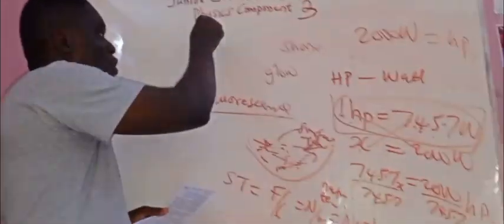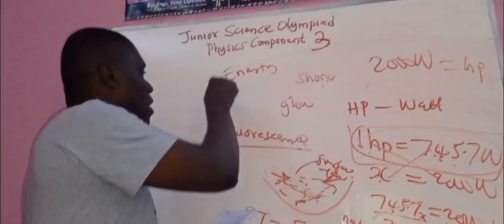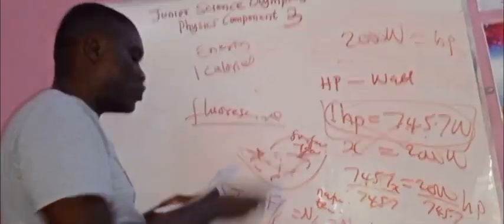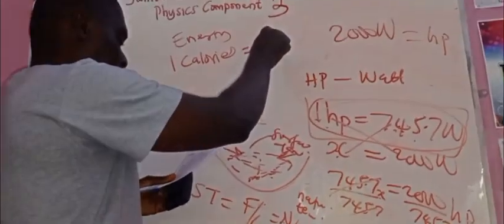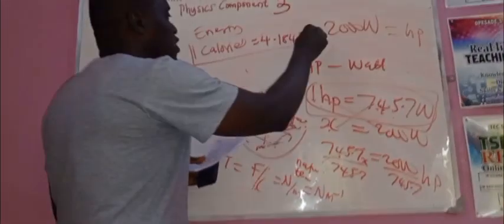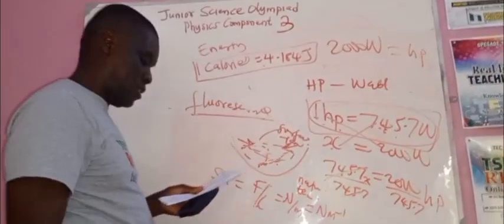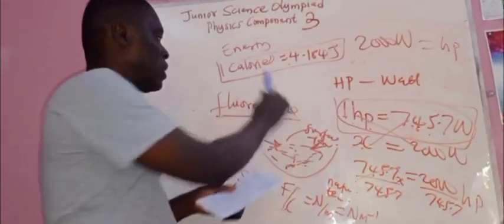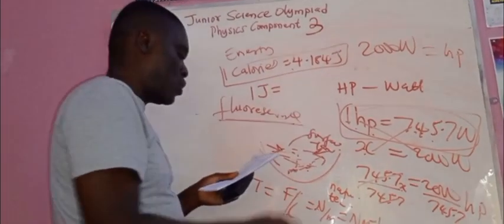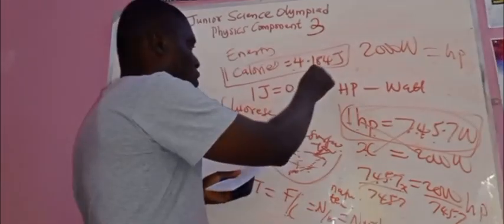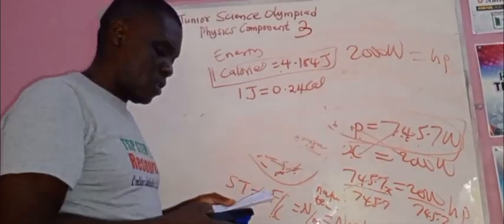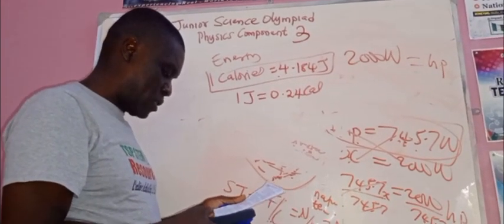Again, energy can be expressed in calories. Please take note of this. 1 calorie of energy is equivalent to 4.184 joules. Just like this horsepower matter, do not forget this. They like asking this in Olympiad at junior level. 1 calorie is equivalent to what? 4.184 joules. Then 1 joule equals 0.24 calorie. Take note of that, in case you come across a question like that.